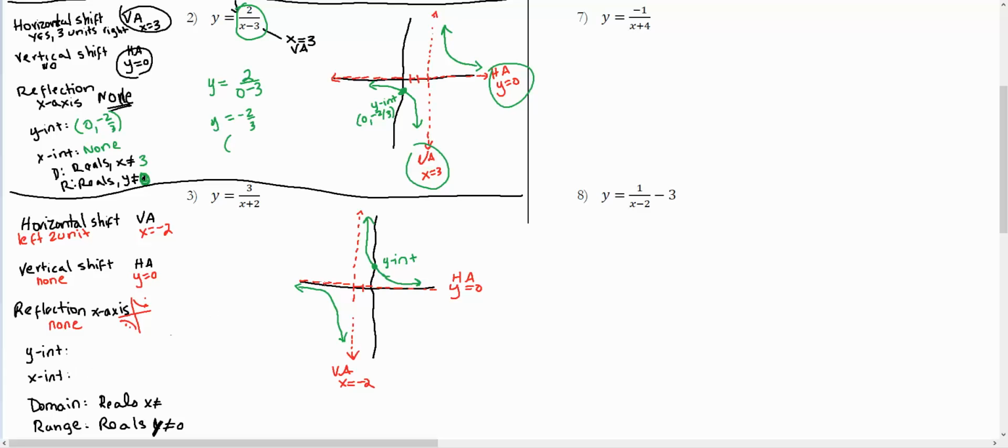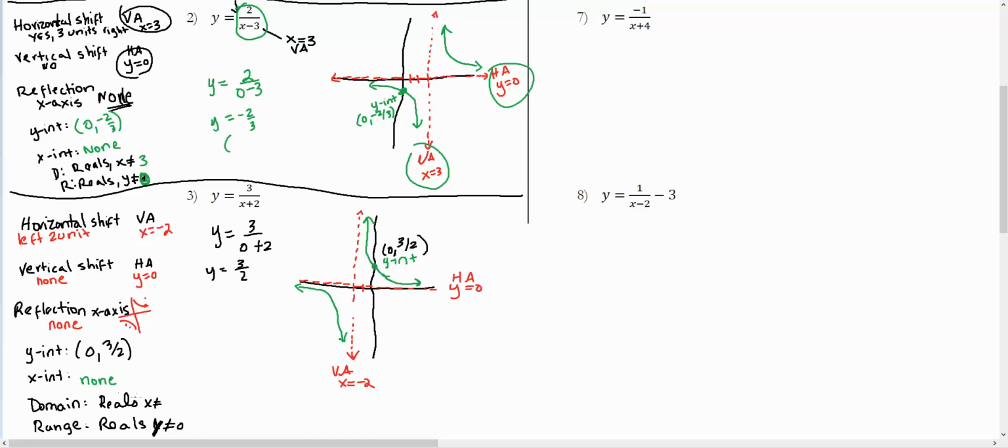It doesn't cross the x-axis. So we have no x-intercept, but we'll have to solve for the y-intercept. And for that, we just make x equal to 0. So y equals 3 halves. So then the point is 0, 3 halves. And we label it.